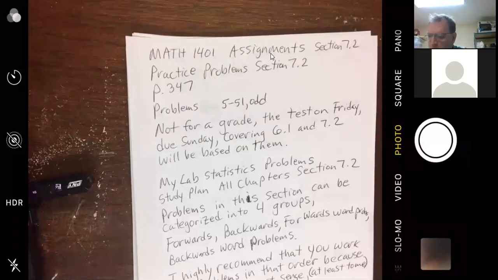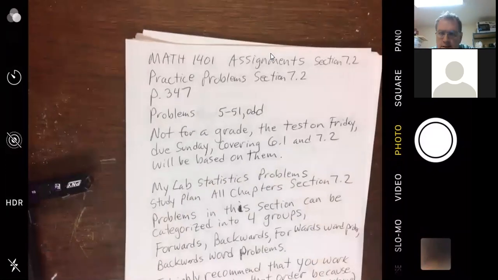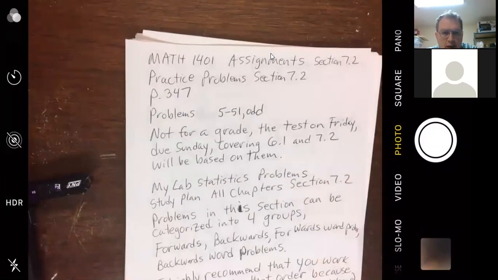Okay, this is the Math 1401 Zoom meeting for Monday, March 15th. And this week we hit section 7.2. And it's a very long section.